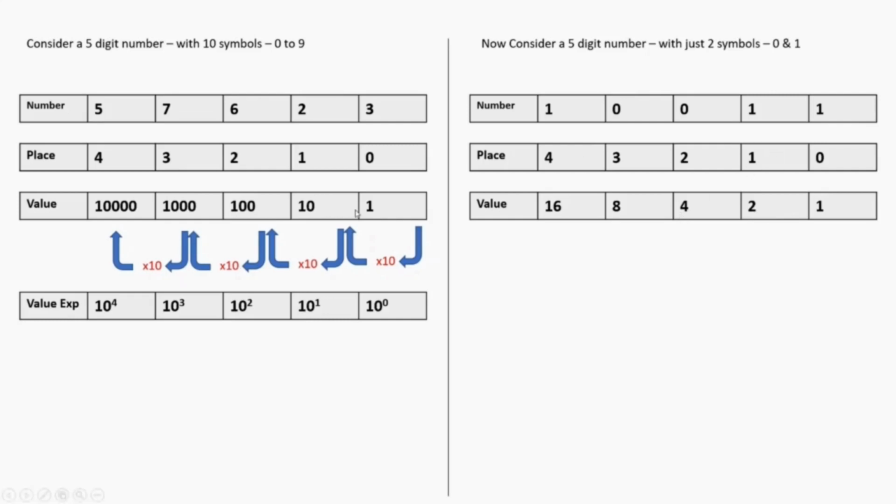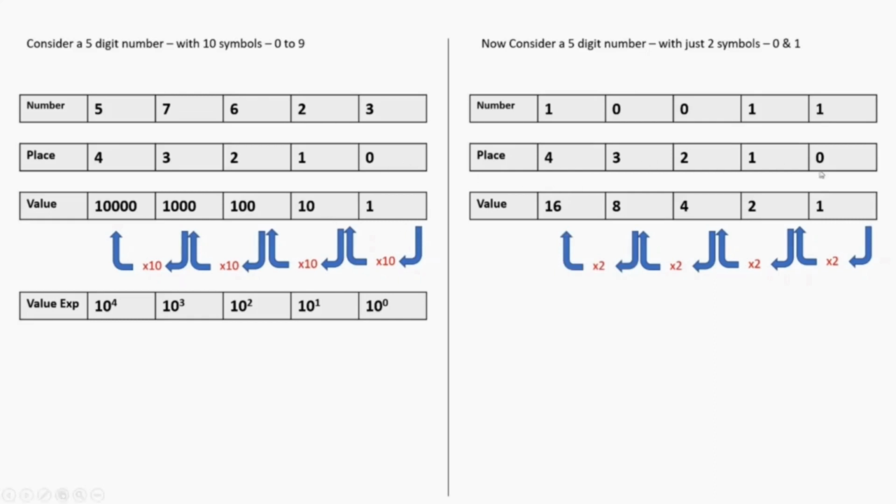So 1, 10, 100, 1000, 10,000. Similarly, we multiply here, but because we have only two symbols, each value would change by multiplying it by 2. The same as because we had 10 symbols here, we multiplied by values of 10, we do it by values of 2. So 1 into 2 is 2. 2 multiplied by 2 is 4. 4 multiplied by 2 is 8. And 8 multiplied by 2 is 16.